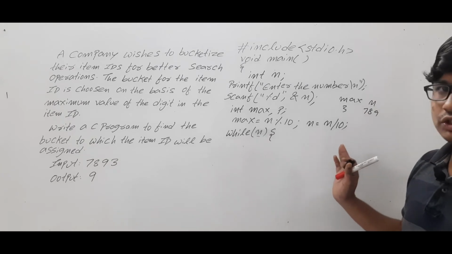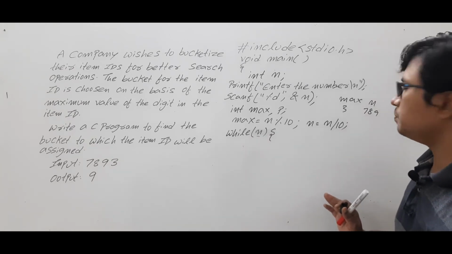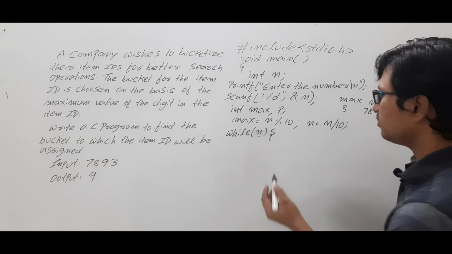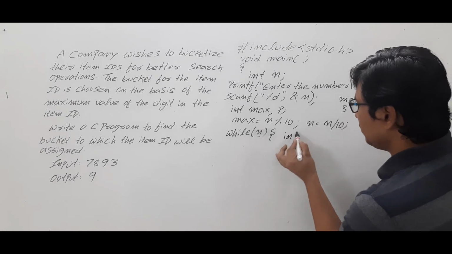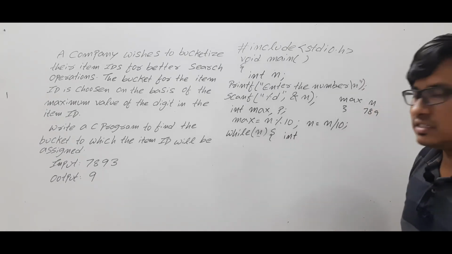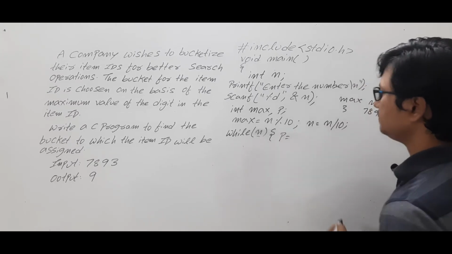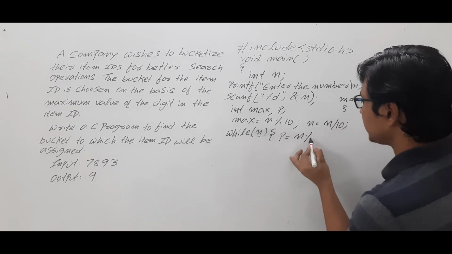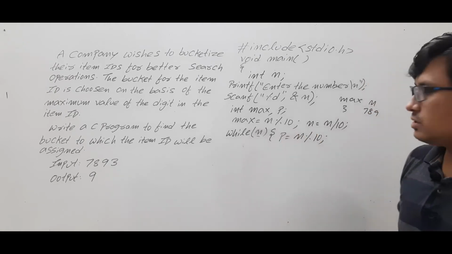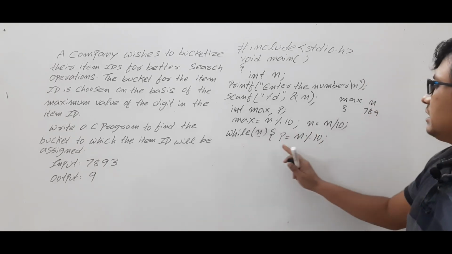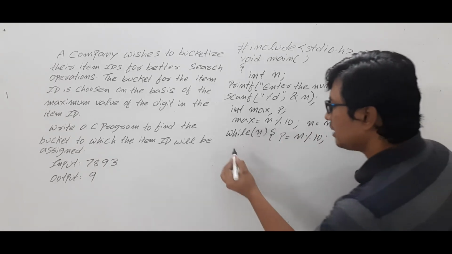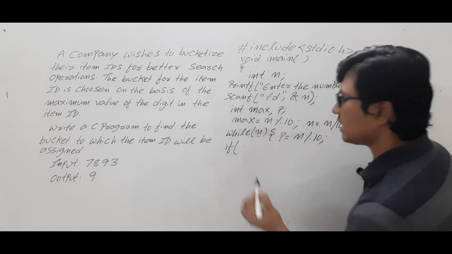If this condition is true, what do I have to do? First, I will identify another digit. So I will write P is equal to n modulus 10. Okay, so what will I get now? I will get P as 9. So I will compare max and P.